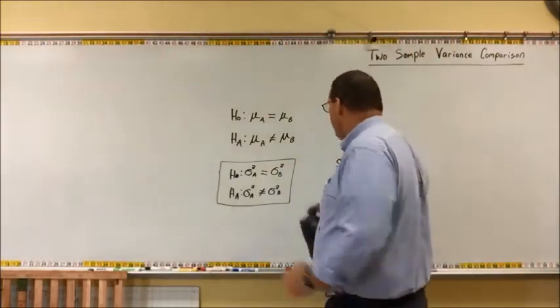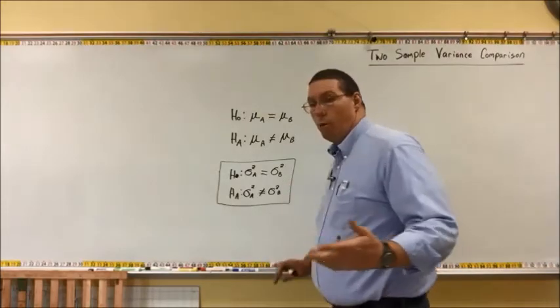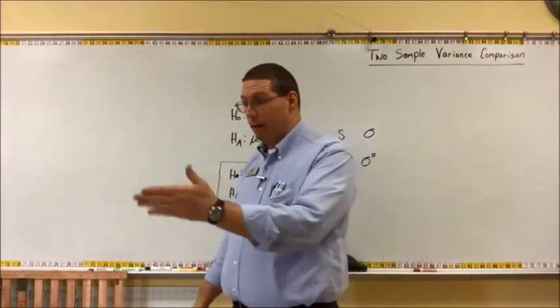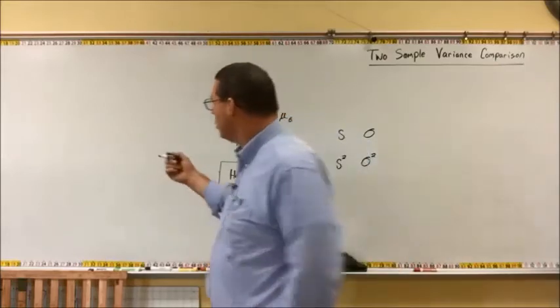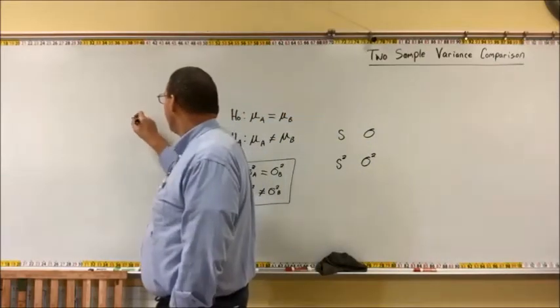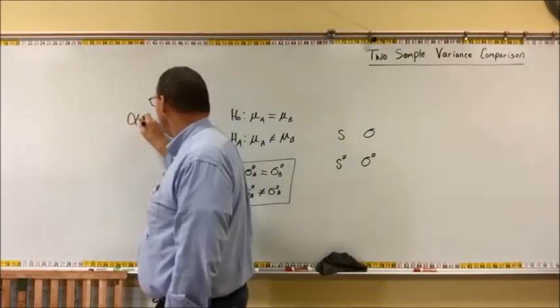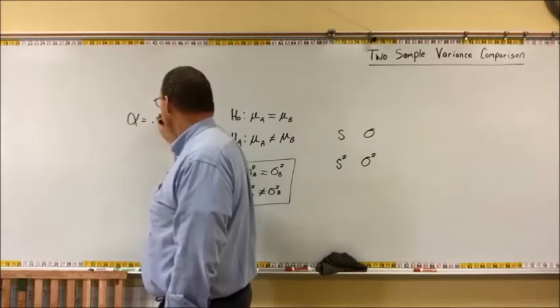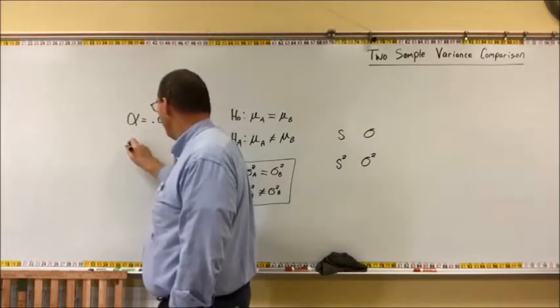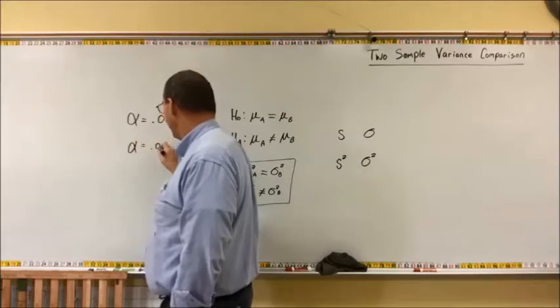Now, one of the things that I mentioned in the video when I was on my computer was that for this F table, because of how complicated it is, we're only going to be dealing with an alpha of 0.05 or an alpha of 0.01.